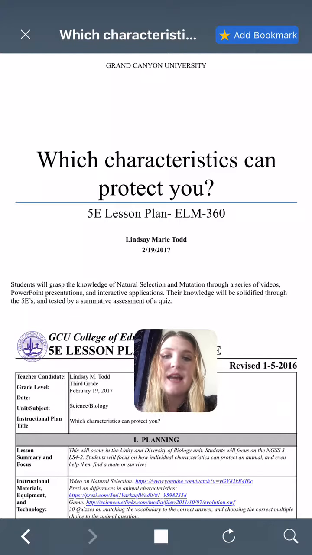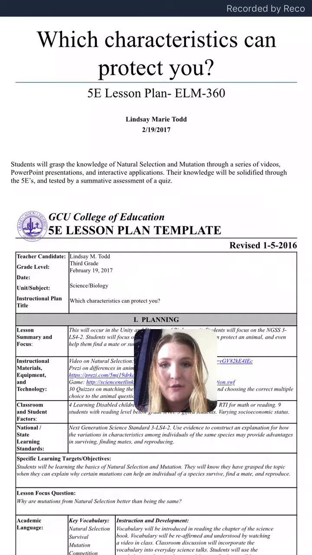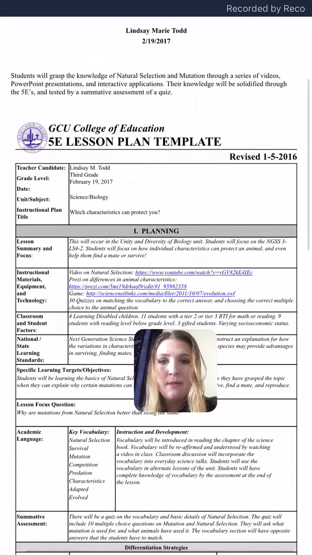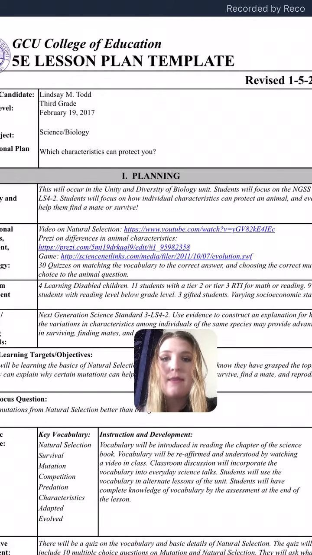Ours is a science lesson for 3rd grade, all about which characteristics can help protect animals. This will occur in the Unity and Diversity of Biology unit in the Next Generation Science Standards.